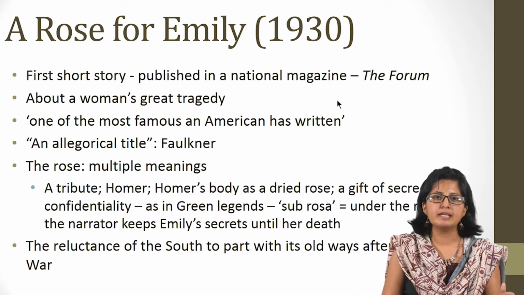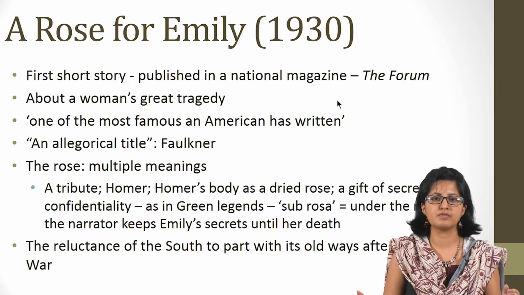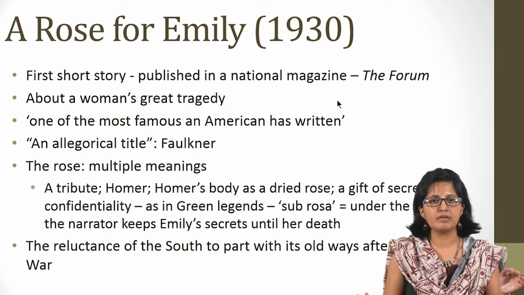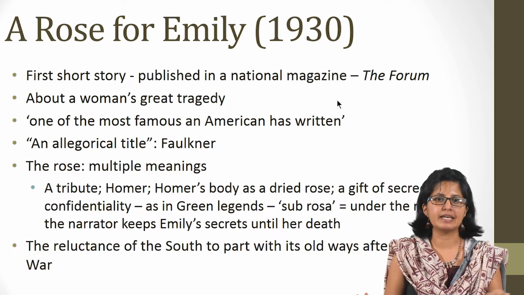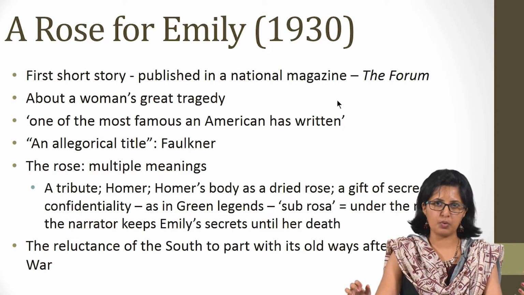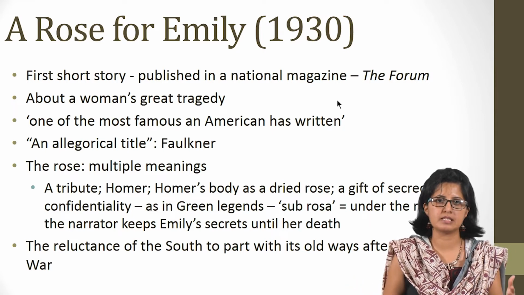A Rose for Emily can be summed up as a story that deals with the reluctance of the South to part with its old ways after the Civil War. We will find Emily's character being exemplified in that sense, the reluctance that she shows in becoming a part of the new order, in letting go. We will see all of those things in the short story.